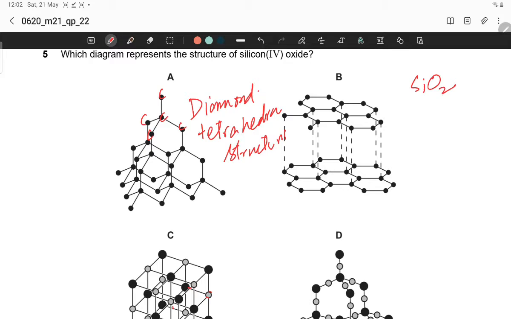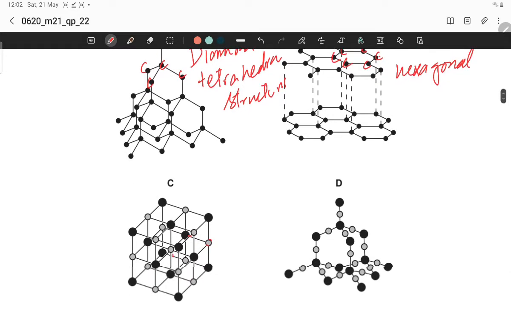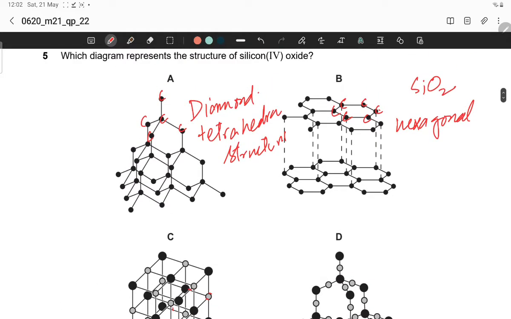This is graphite and it has a hexagonal structure. This graphite and diamond are allotropes of carbon, the same element. This is carbon, carbon, carbon, carbon. So A is incorrect, B is incorrect.